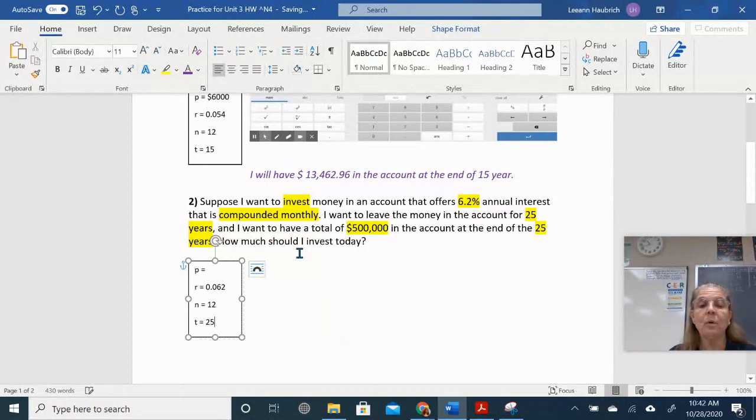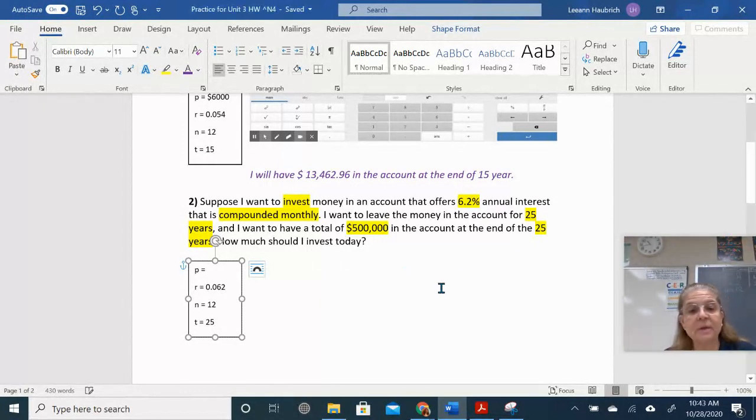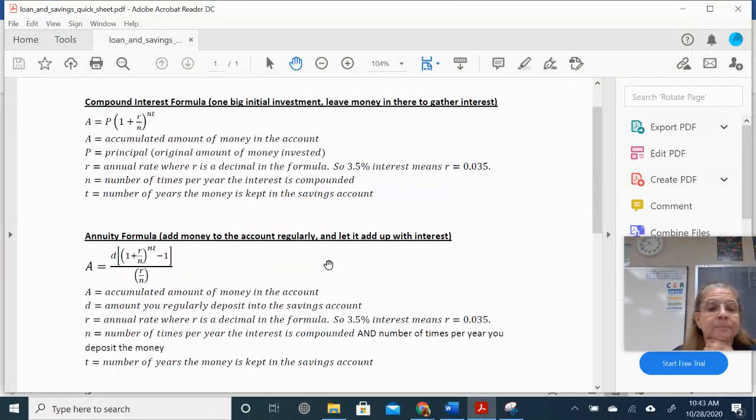And I want to have a total of $50,000 at the end of the 25 years. How much should I invest today? So I'm looking for a total at the end of the 25 years. Let me go back and look over here. Okay, so I guess the best one is I'm looking for interest.